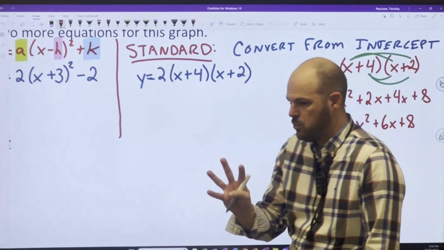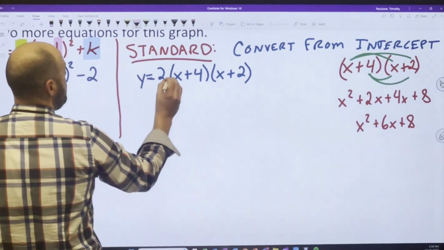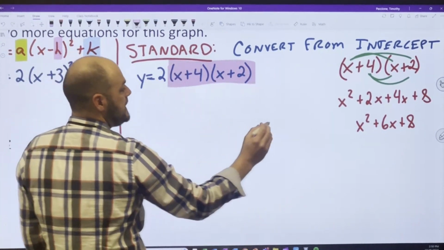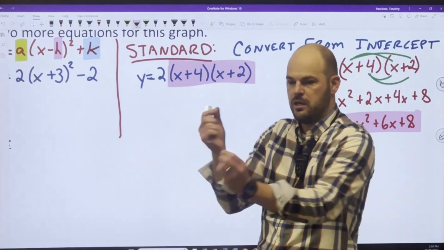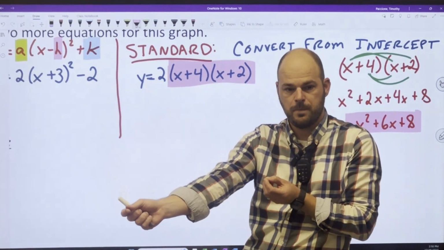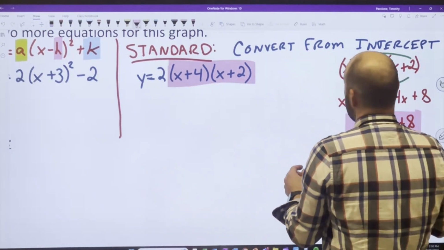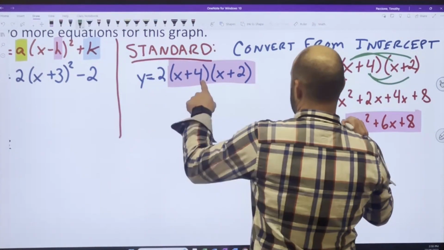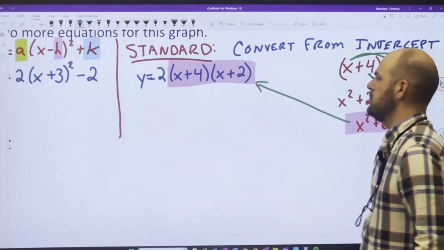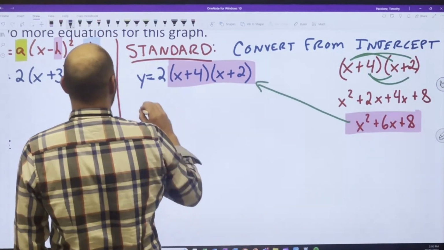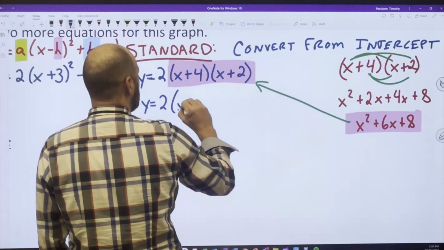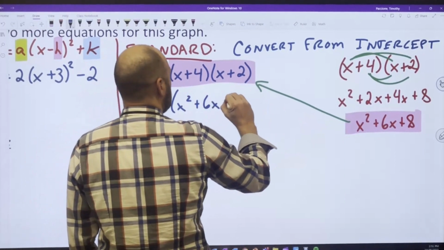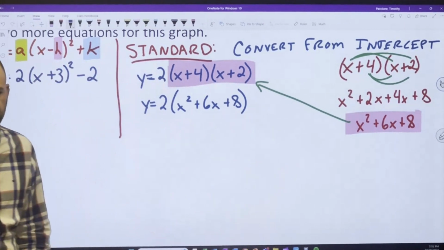Okay, so what does that mean? Why do we do that? Well, now we know that this is the same as this. They are equal to each other, right? If things are equal to each other, we can flip them and plug them in each other's place. That's true in math, right? So now I can say, instead of this, I'm going to put this there. And I say, okay, y equals 2, and then not that, I'm going to do that: x squared plus 6x plus 8, right?